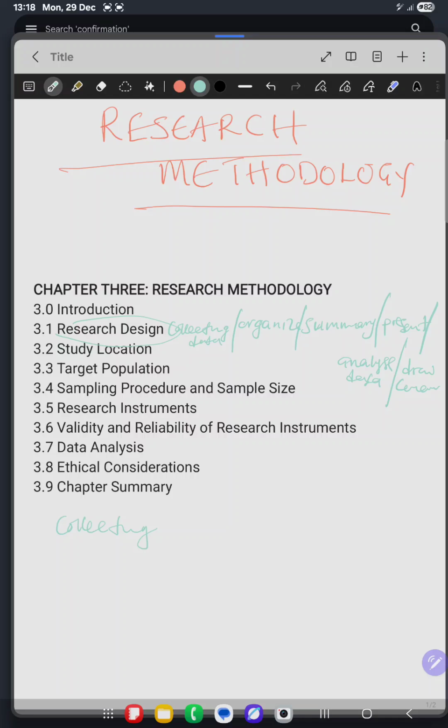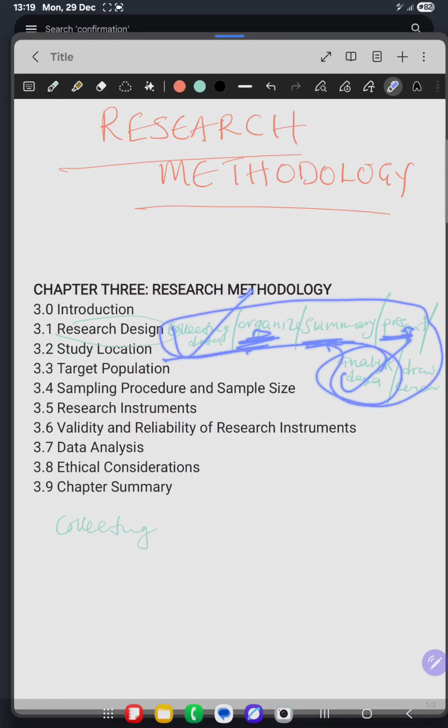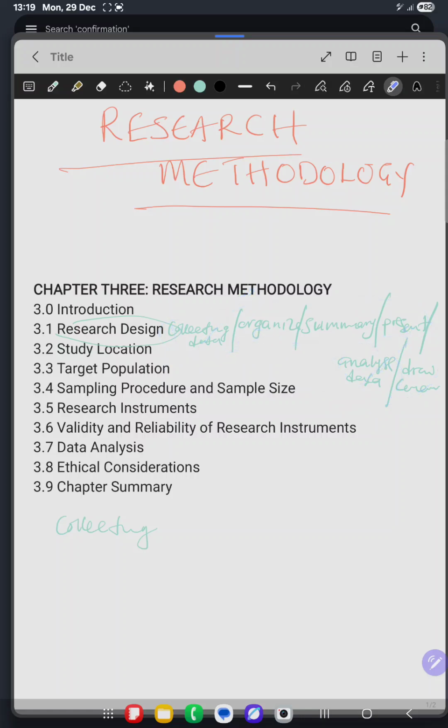So for instance, you cannot just come and say, no, without you correcting data, or maybe after you just correct data, then you go to analysis. No, you can't do things like that. Why? Because you need to first organize that data, you need to summarize it, you need to present it. That's when you can analyze. So you need to take that order. So that overall order that you are taking as you are conducting your research is what we call the research design. As simple as that.